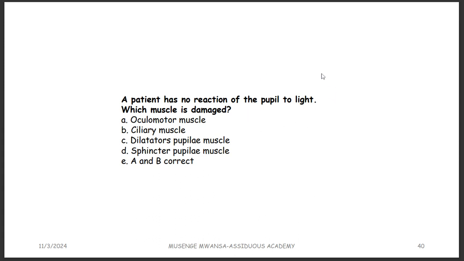Okay, someone kindly explain. A patient has no reaction of the pupil to light. Light causes the constriction of the pupil. So how is the sphincter pupillae damaged if there is no reaction to light? Okay, thank you. That is the point: it is constriction and not dilatation. Thank you so much.